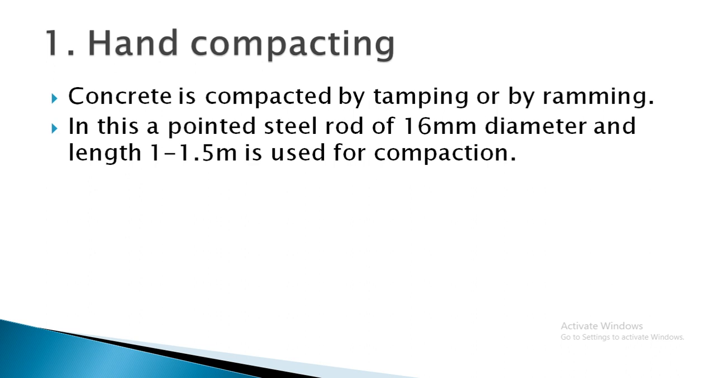As we know, there are two types of compacting methods, that is hand compacting and using vibrators. In hand compacting, the concrete is compacted by thumping or by ramping. In this a pointed steel rod of 16 mm diameter and length 1 to 1.5 meter is used for compaction.